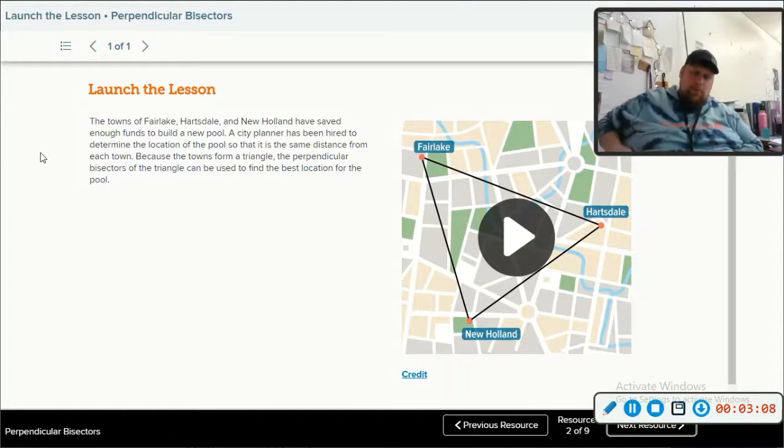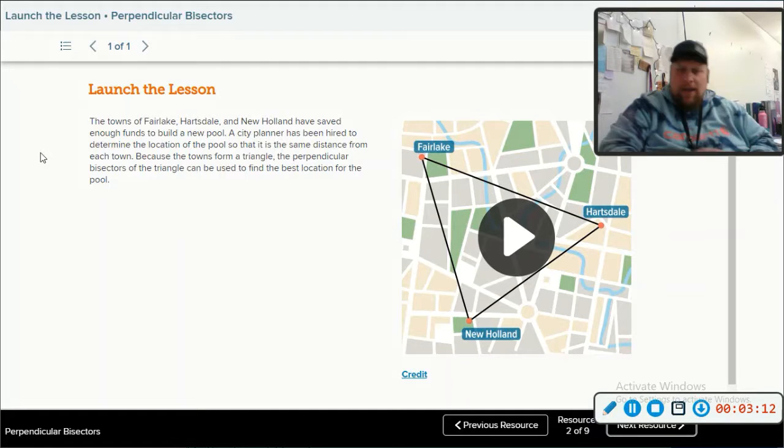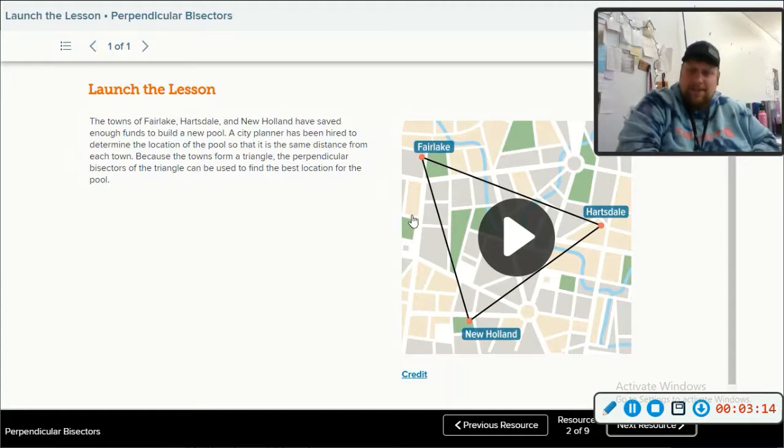If you use the perpendicular bisectors of each leg of the triangle, where they meet in the middle is going to be equal distance from each of the points, which are the surrounding cities, or towns, right? Yeah, surrounding towns. So you ready?